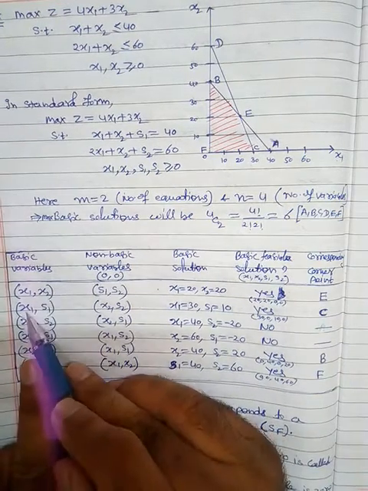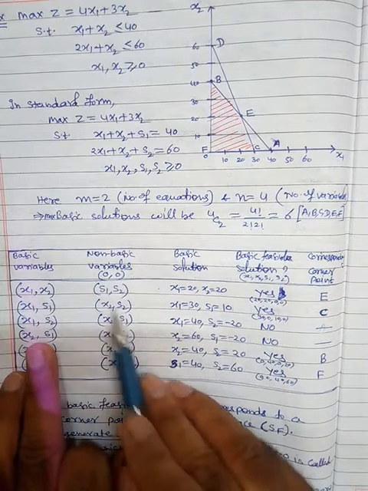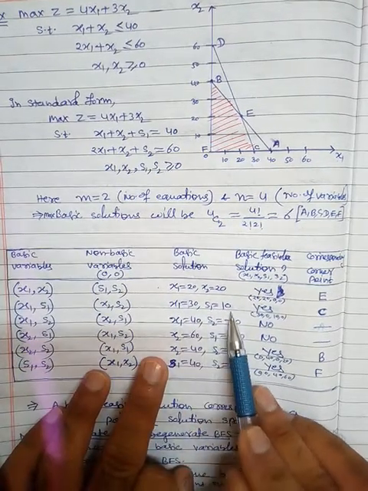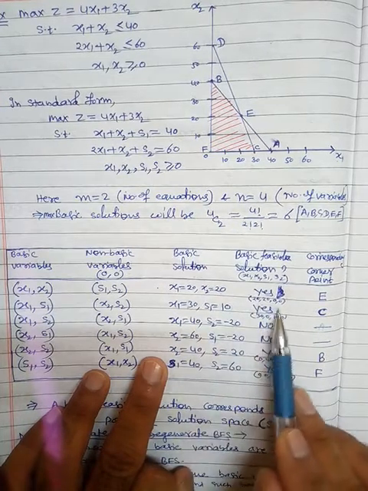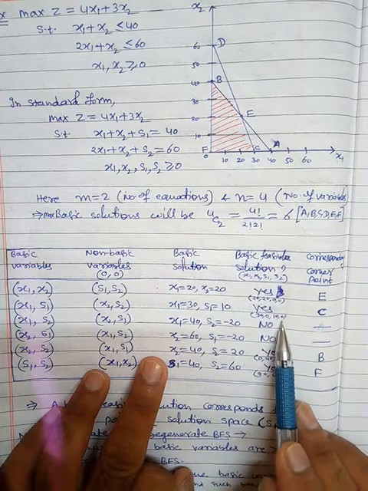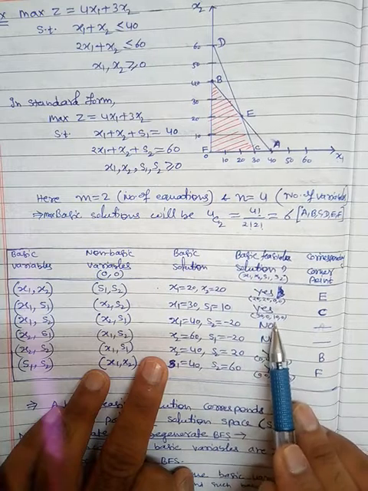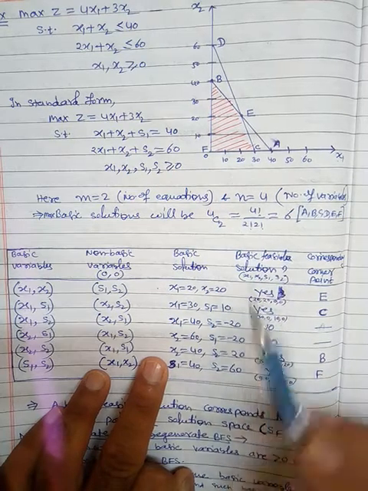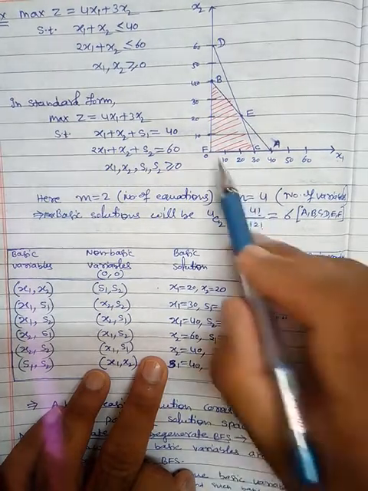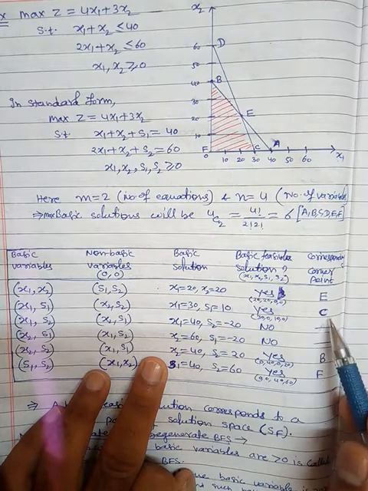Now the second basic variable set is x1 and s1. That's why we have put x2 as 0, s2 as 0. So x2, s2 both are 0, 0. Evaluate. We get x1 is 30, s1 is 10. Both are positive. That's why this is basic feasible. The solution is 30, 0, 10 and 0. That means x1 is 30, x2 is 0, s1 is 10 and s2 is 0. According to this figure, x1 is 30 and x2 is 0. So this is point C.